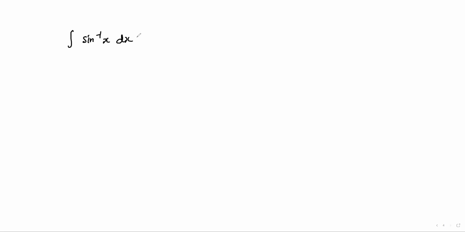So if you recall earlier, I did a video on integration by parts. Okay, so this is how it works, in case you have forgotten. So integrate u dv equals uv minus integrate v du. Okay, so this is the formula for integration by parts.